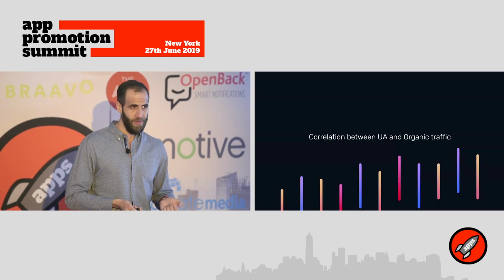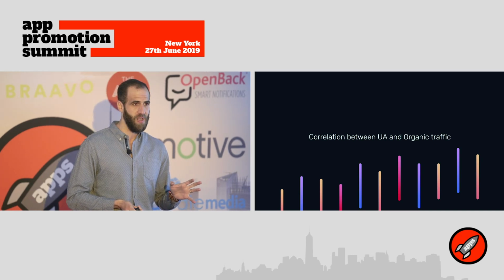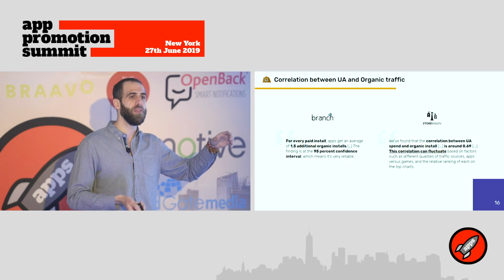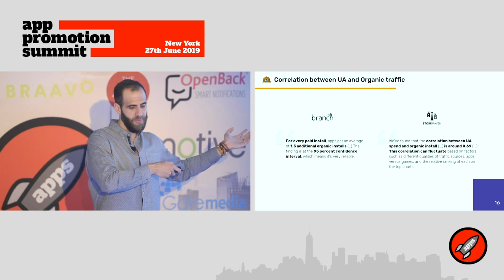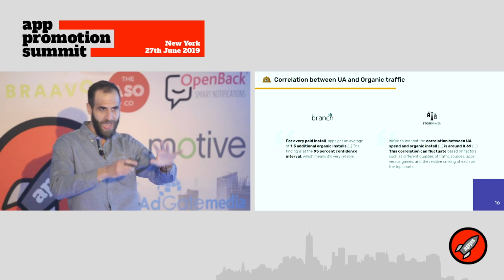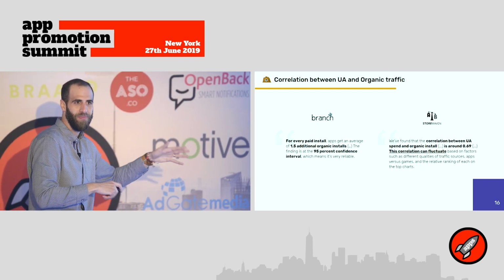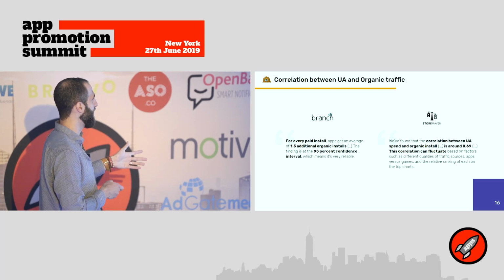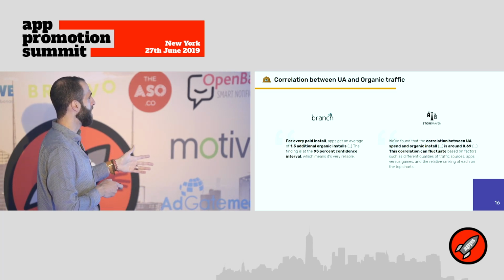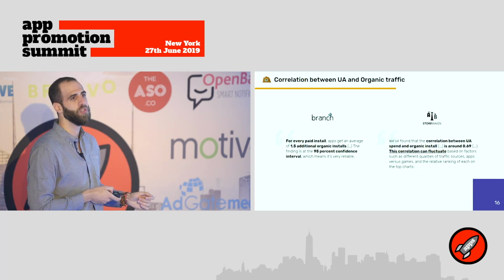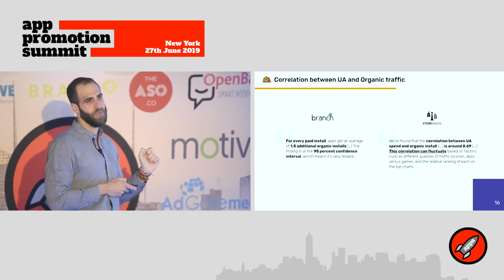And now, just to wrap this up, you've probably seen a correlation between UA and organic traffic. You've probably seen things like this. Like the guys from, nothing against these guys, great companies, but that's what they have on their blogs, and that's what I'm feeding myself on. So Branch, they state that for every paid install, they see an average of 1.5 additional organic installs with a 95% confidence level.